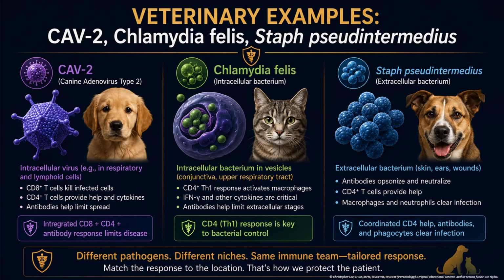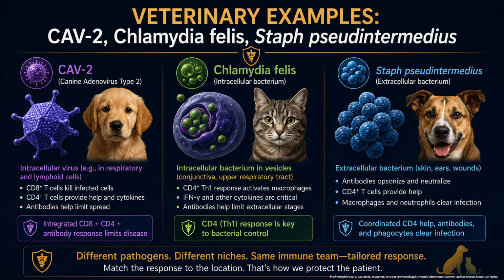Second, Chlamydia felis. This is an intracellular bacterium that survives in intracellular compartments. Because the bacteria is associated with vesicular compartments, CD4 Th1 macrophage activation becomes especially important. The T helper cell is not just helping in a vague way, it's activating the infected or responding phagocyte to kill more effectively.